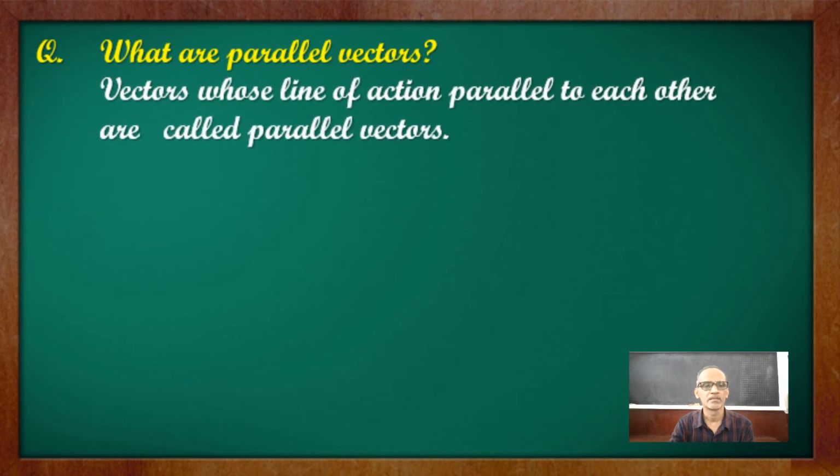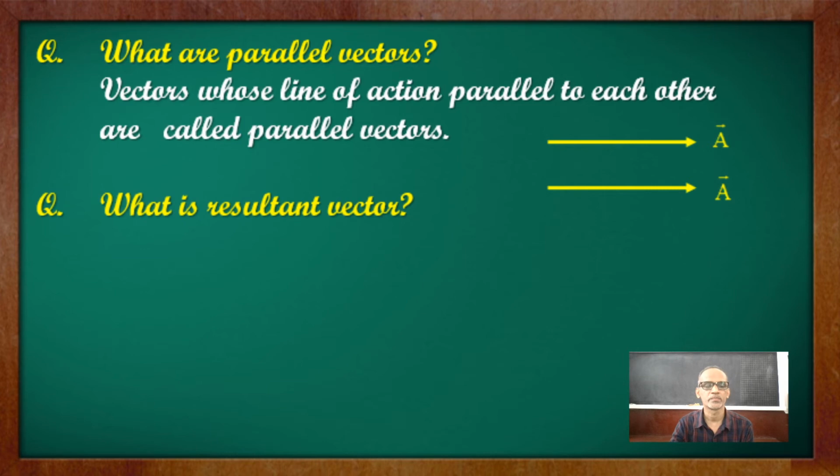What are parallel vectors? Vectors whose lines of action are parallel to each other are called parallel vectors. Again, an example will make things clear. So one vector, which is A, and you take one more vector having the same magnitude, but they are parallel to each other. This is the line of action, this is the line of action. And if the lines of action are parallel, then we call them parallel vectors. Parallel vectors acting along the same direction are called like parallel vectors.